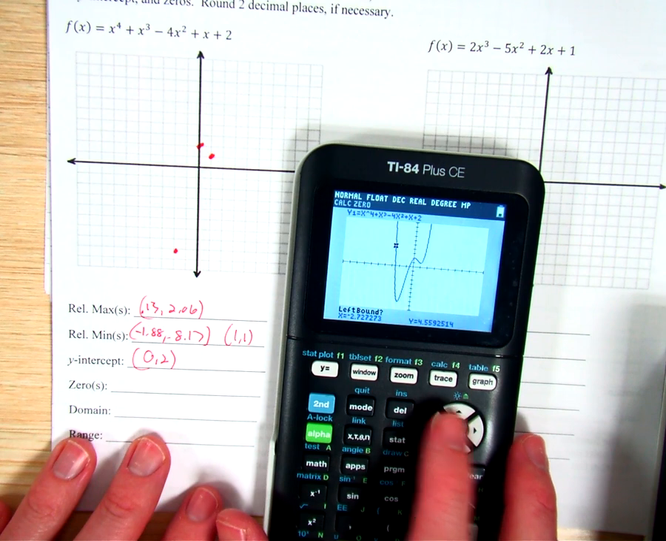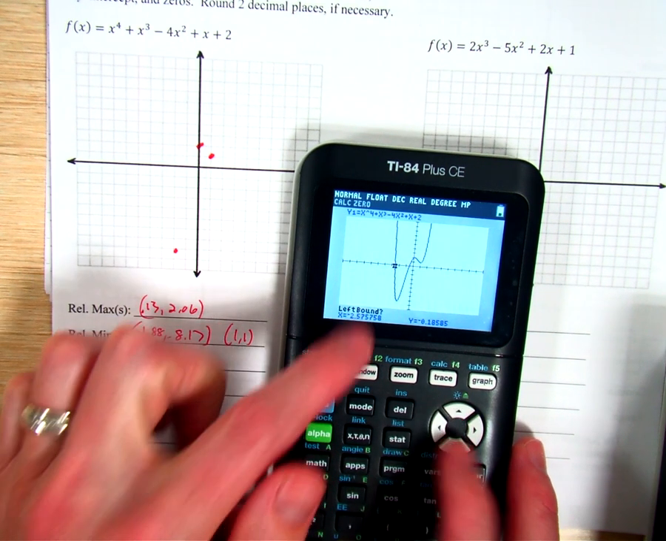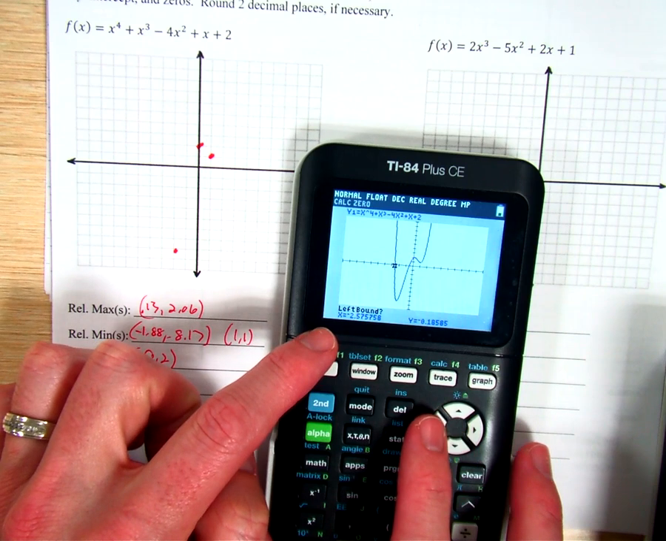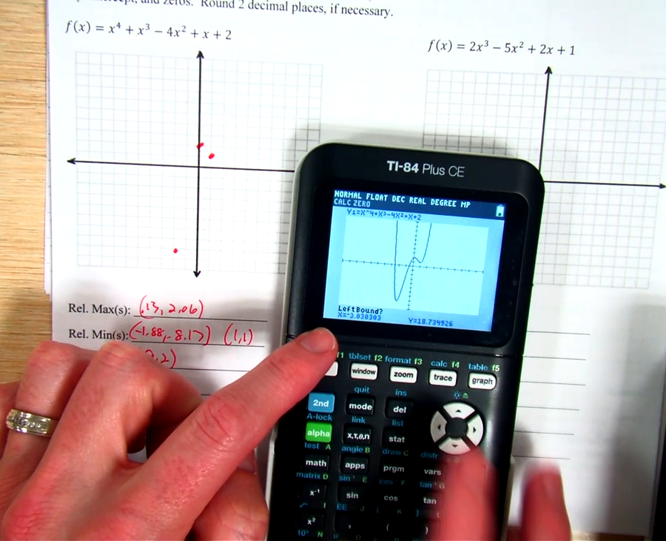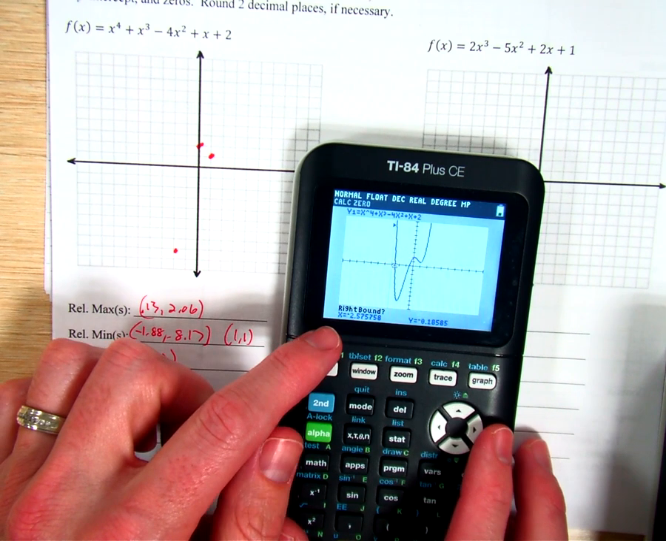Get as close as you can. These are a little bit trickier. You can't always get so close. Just get as close as you can. Again, it's left bound. Always left bound first. Left, left, left. Enter. That's okay. I went off the screen. Come back down a couple clicks to the right.